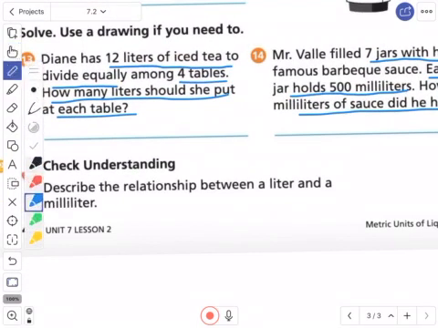And the last question here, just describe, goes back to our goal, the relationship between liter and milliliter. So for this one, you can talk about how things are the same and different.